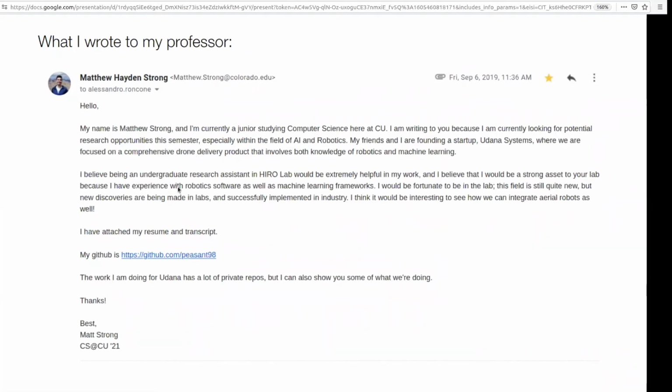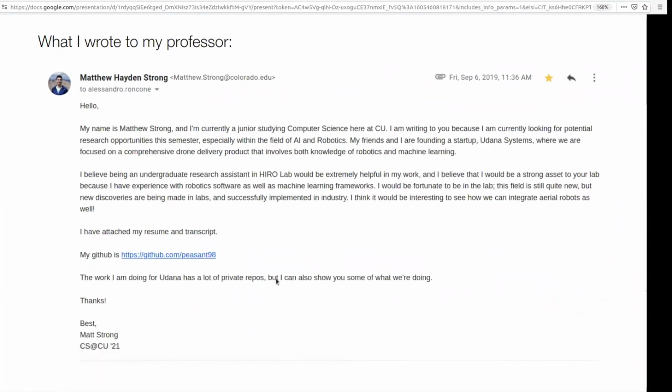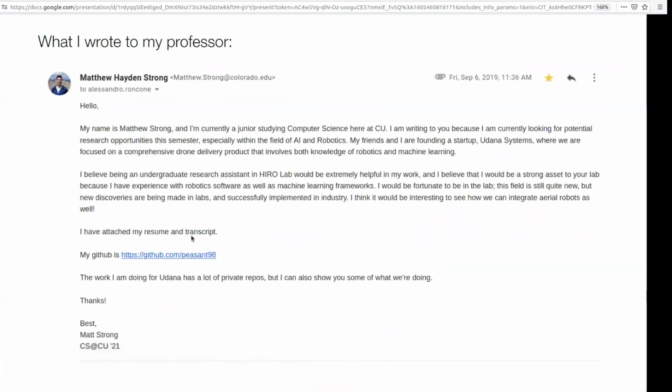And so I said I have experience with robotic software and machine learning frameworks. I also mentioned that the work I am doing has private repos, but I can show you what we're doing. In this very first email, I made it clear that it would be interesting to see how we can integrate aerial robots. I specifically stated what I wanted to do. I think I attached my transcript, which I don't think is necessary, to be honest. I don't know why I did it at the time. And then I attached my GitHub so he could see the robotics work I had done before and my CS work in general.